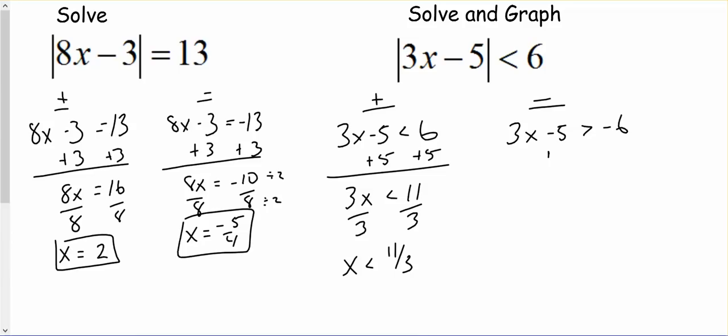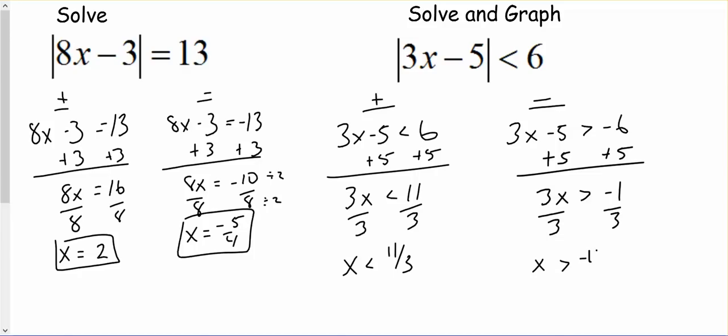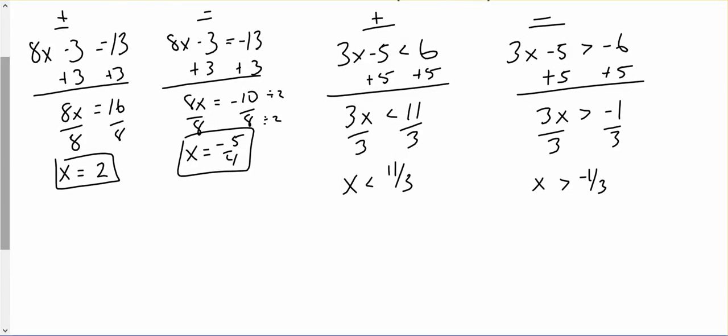And our negative side, our steps are the same. 3x is greater than negative 1. Divide by 3. And x is greater than negative 1/3. So now we got to see what this looks like. So we're at negative 1/3 and 11 thirds. 3 goes into 11, 3 times with 2 left over, so this is actually 3 2/3.